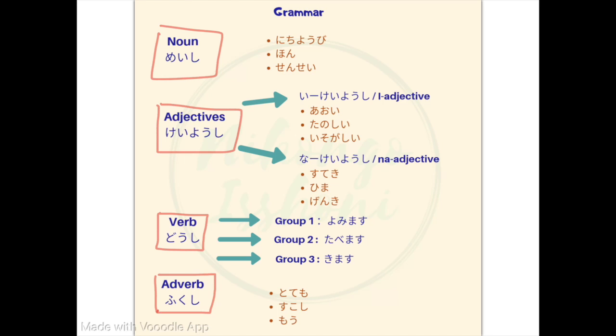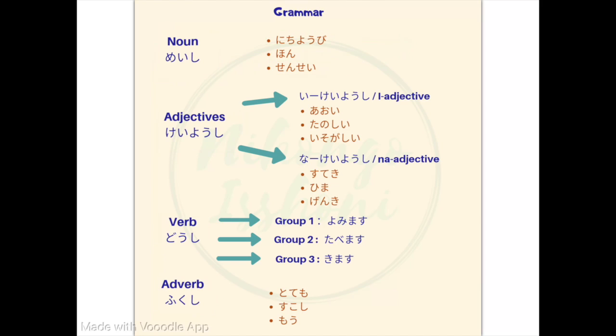Now, as we already know what a noun is, here are some examples that we have. Nichiyobi, hon, sensei. Sensei is a teacher, hon is book, nichiyobi is Sunday. A noun is a person, place or a thing. So that is what it is. Next comes the adjectives.